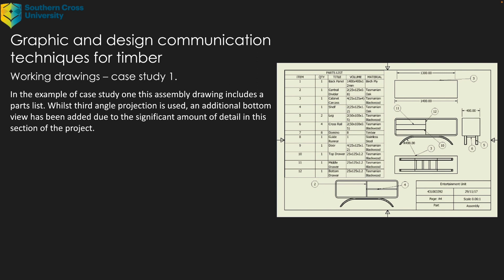So let's go back to our case studies. This is one of the working drawings from case study 1. This is basically their overall working drawing of the entire unit. However, they did have quite a lot of other drawings, one of which we're going to have a look at, that actually give detail on individual components and sub-assemblies. So in this example, it also includes a parts list.